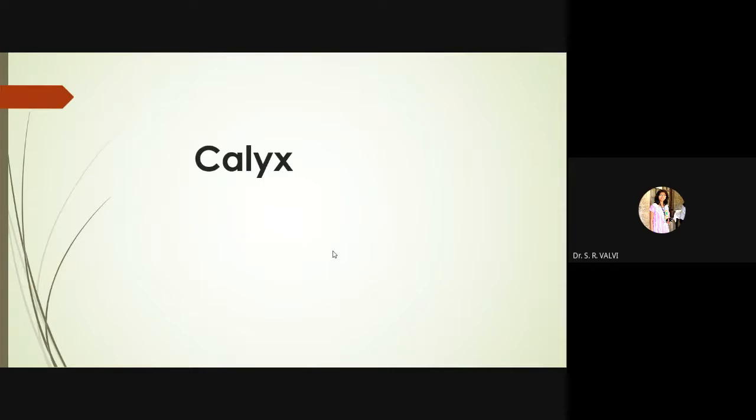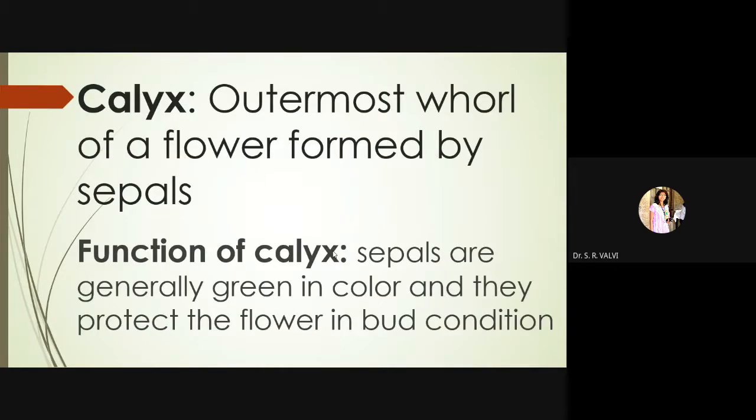So calyx. Calyx is the outermost whorl of the flower, formed by sepals. We know that the individual member of this calyx is called a sepal, right? Sepals aggregated together form the calyx. So what is the function of the calyx? Everyone knows that calyx is green in color, so what would be the function of the calyx?